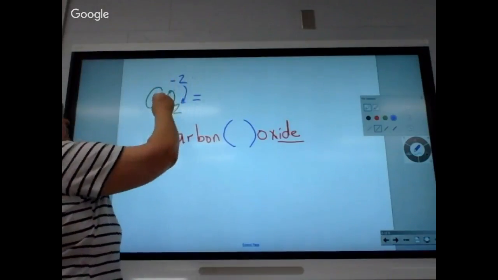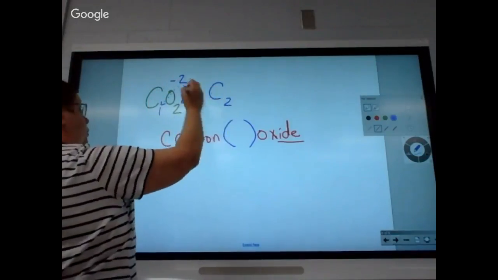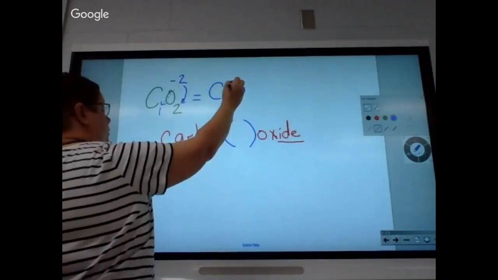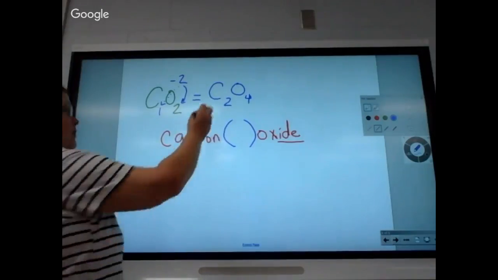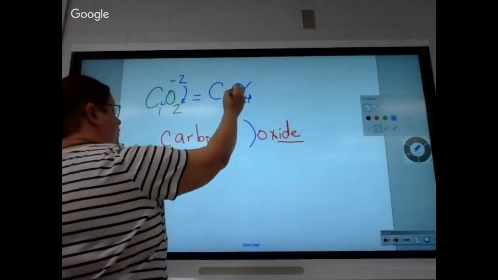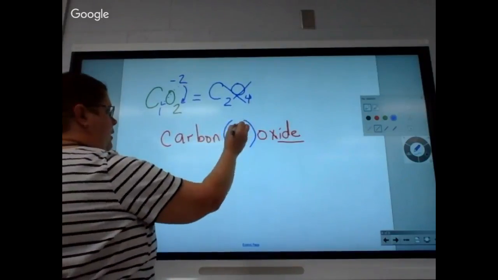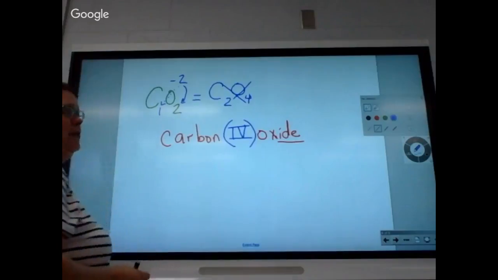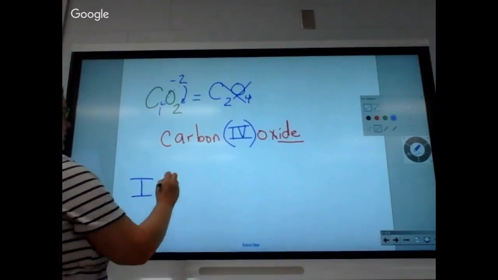So, 2 times 1 is, what's 2 times 1? What's 2 times 2? The original formula used to be that. So what number came from the C originally? The 2 came from up there, and the 4 came from up there. So what came from the C? 4.